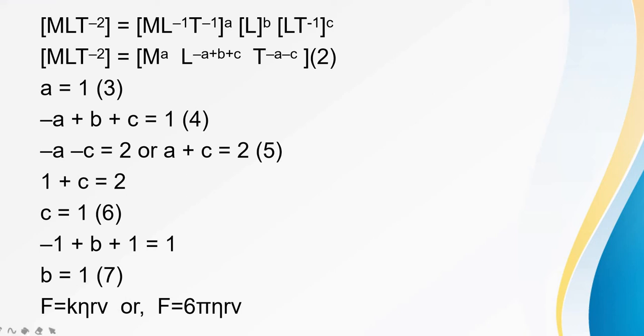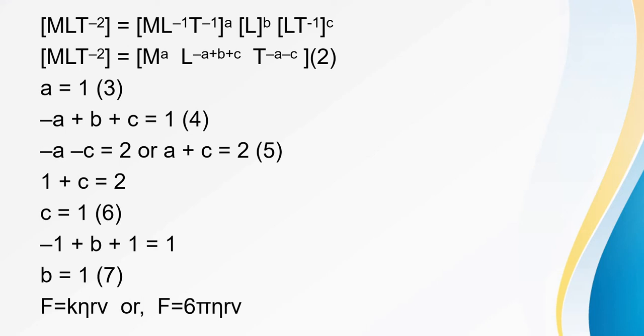So here it is not minus 2, here it is minus 2, not plus 2, okay. Or we can write A plus C is equal to 2. You can substitute the value of A, so 1 plus C is equal to 2, so you will get C is equal to 1. You know the value of A and C, that you can substitute in equation 4, so what you will get, minus 1 plus B plus 1 equal to 1, or we will get B is equal to 1.